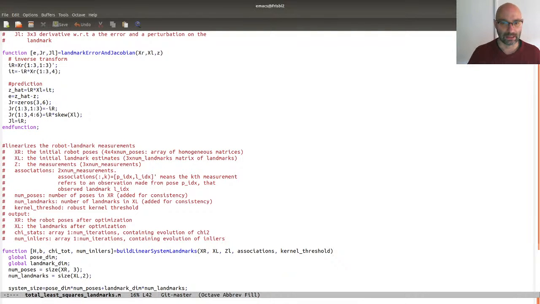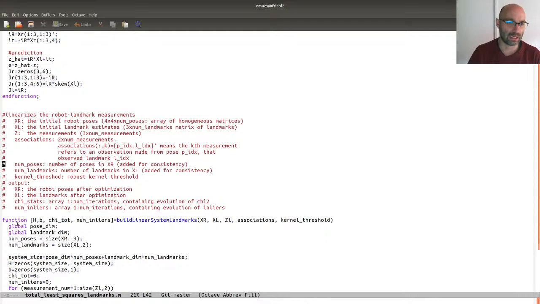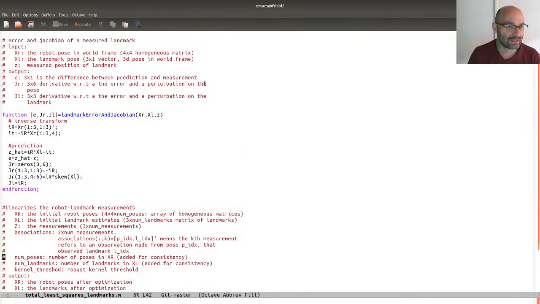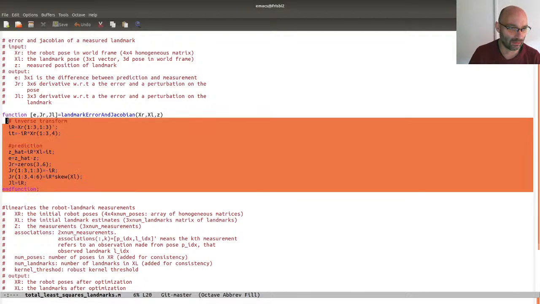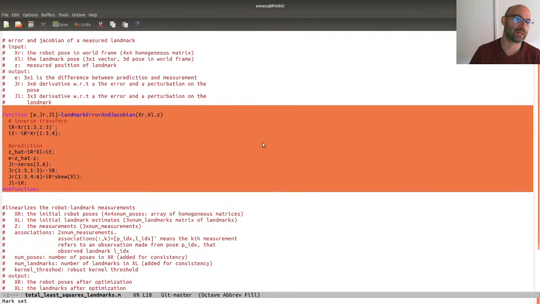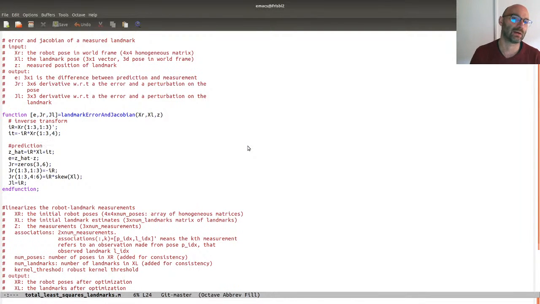I recall that the arguments of this function are the robot position, the landmark position, the measurements, the associations, and potentially a kernel threshold. And the outputs are H and B, the total chi, and the total number of inliers measured according to the kernel threshold. Okay. As always, we will have a function that will accompany us forever, which is the landmark error and Jacobian.